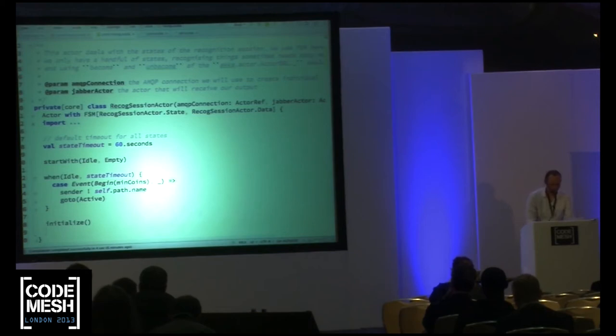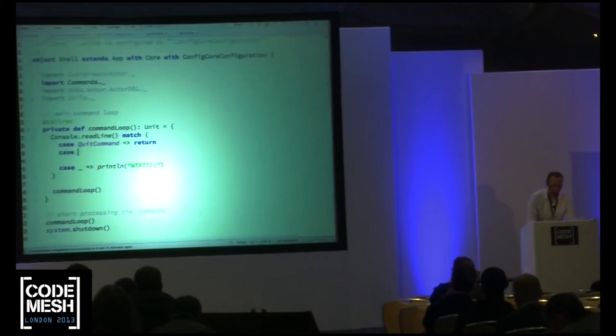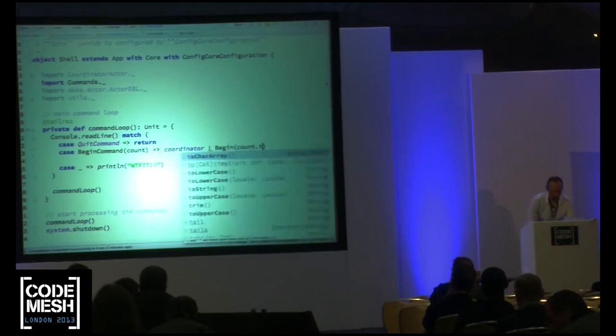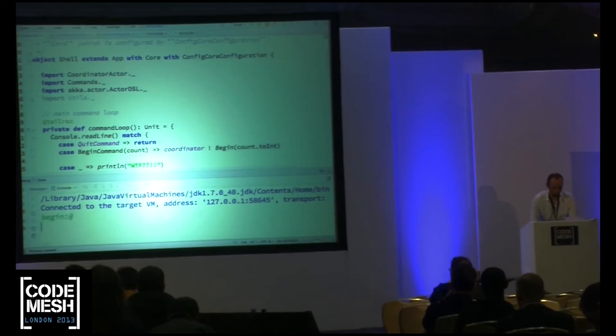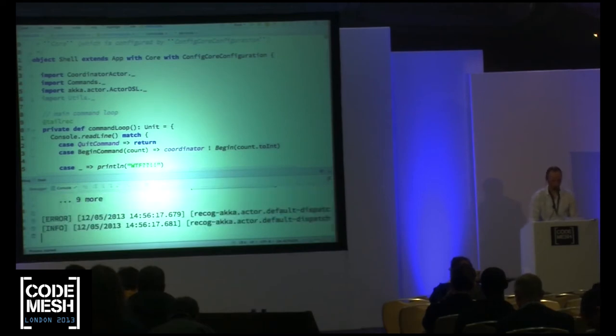What we can do is now wire in the begin command in the shell. So if I type in begin, specifying the minimum number of coins, it's called count, I'm going to send the coordinator the message begin count toInt. Okay, well that seems fairly reasonable. Let's see if we can run it. So what happens when we run? Let's follow the flow.